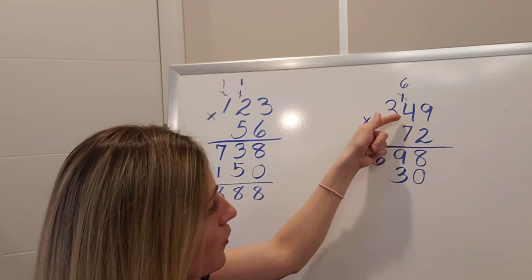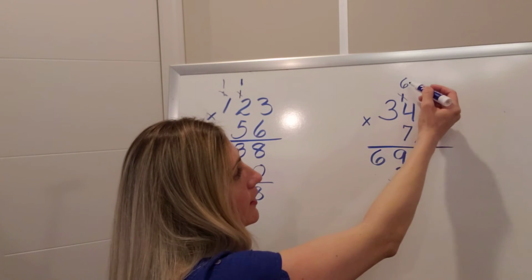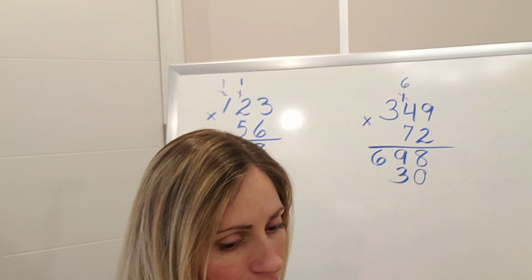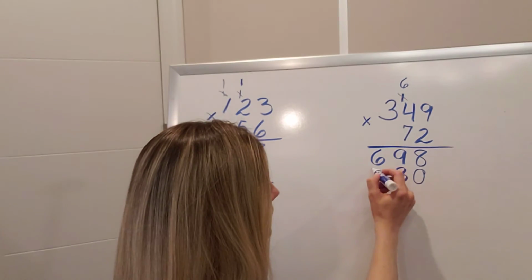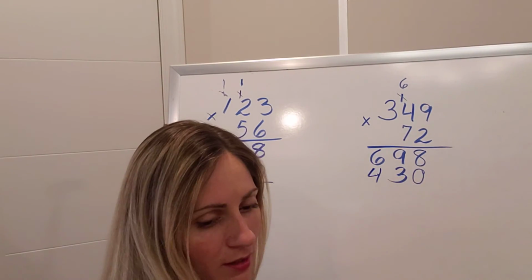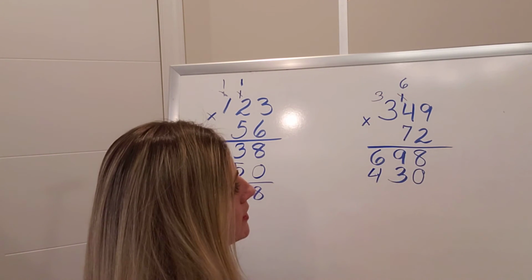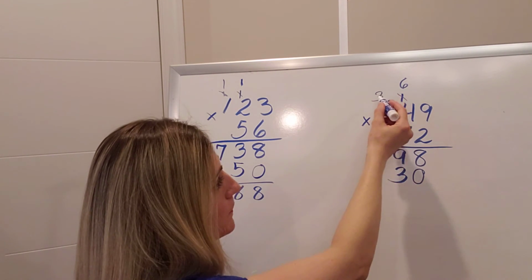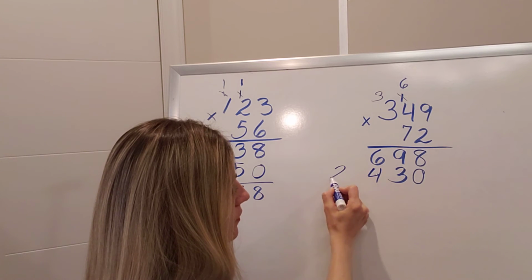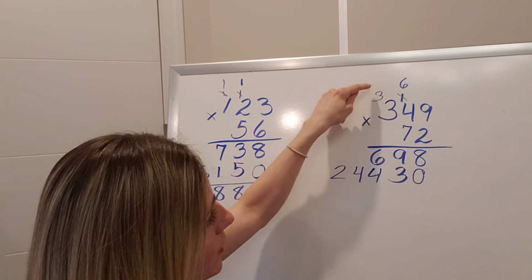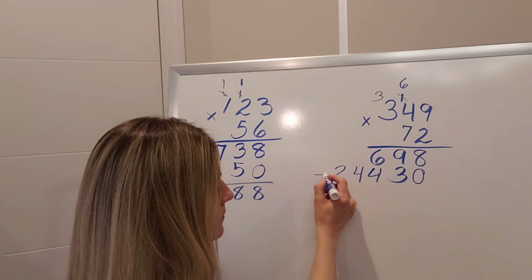7 times 4 is your 28, and add the 6. You're going to get a 34. Okay? And you carry the 3 over here. 7 times 3 is 21 plus 3, and there's your 24. Okay? So just like we always carried, you write those numbers up there.